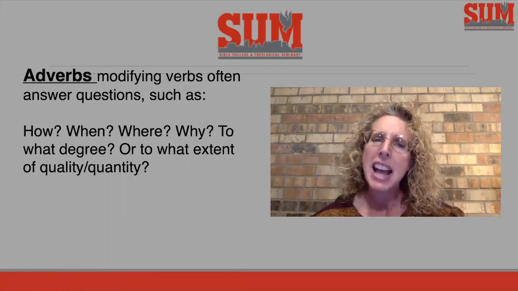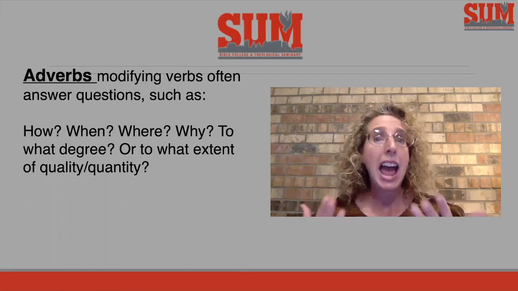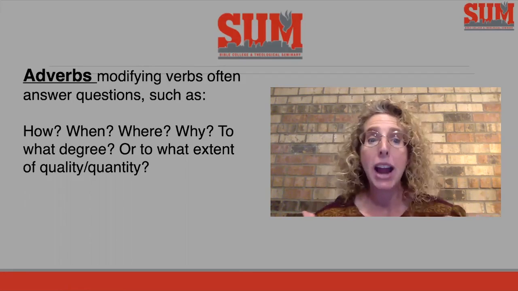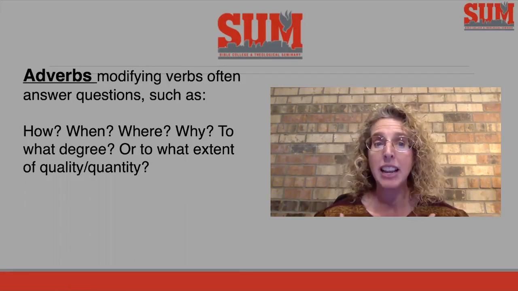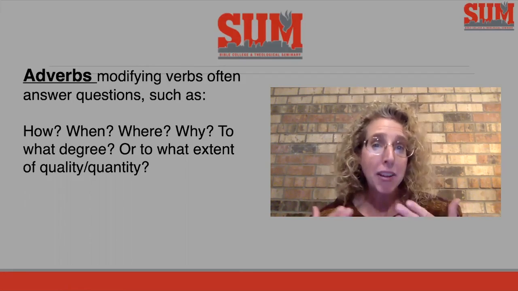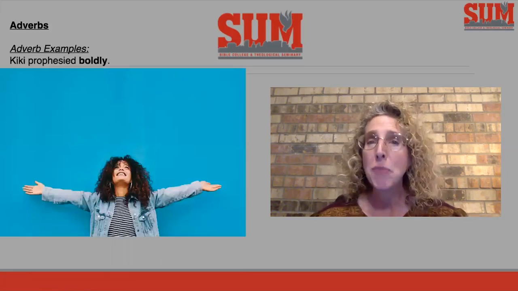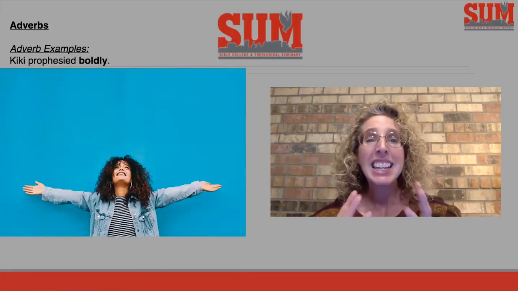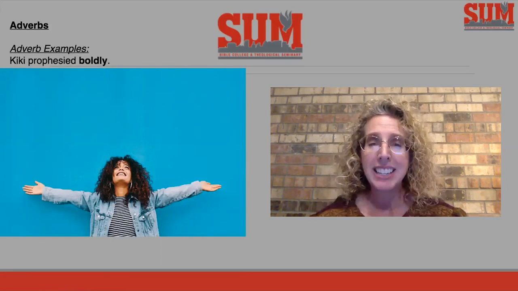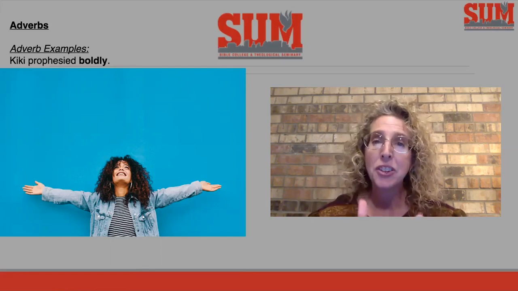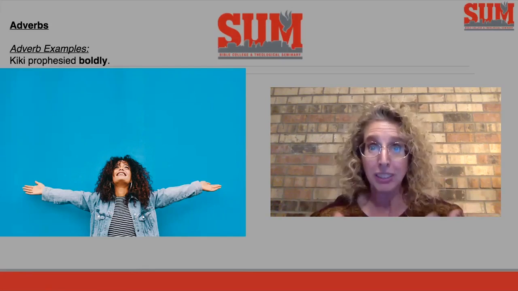So adverbs ask modifying verbs. They answer questions such as how, when, where, why, to what degree, to what extent, or quality or quantity. Adverbs that are modifying verbs will often answer these questions. So here are some adverb examples. Kiki prophesied boldly. Boldly is the adverb here. It's helping us understand how the prophecy was going. The prophecy was happening boldly.